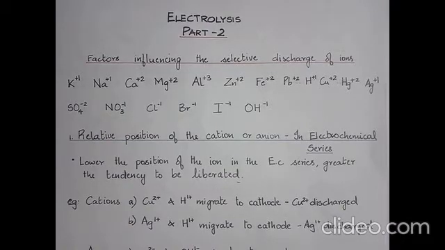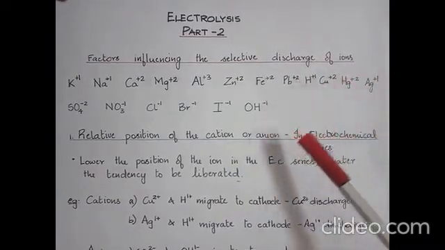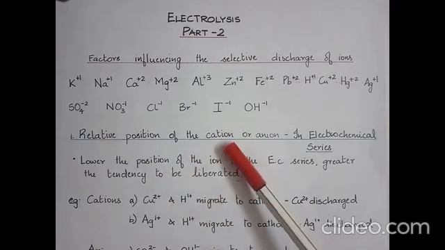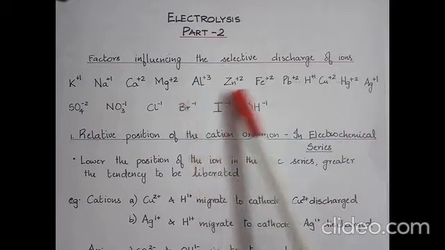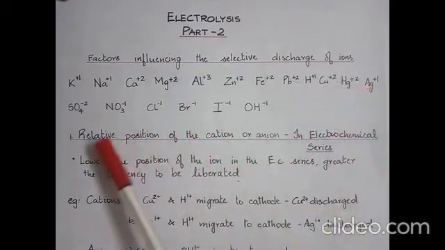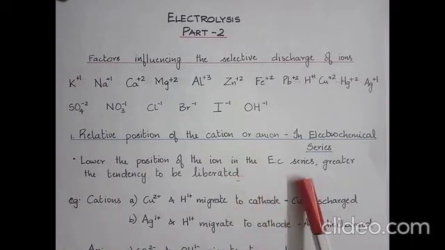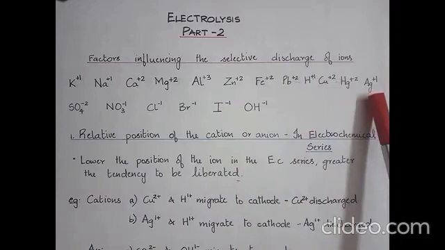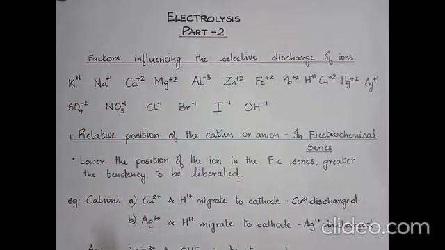There are factors which influence the selective discharge of ions. So there are three factors. The first is the relative position of the cation or anion in the electrochemical series. So this is the electrochemical series of cations and anions. Lower the position of the ion in the electrochemical series, greater the tendency to be liberated. So the lower ones will be easily liberated than the cations present in the upper part of the series.